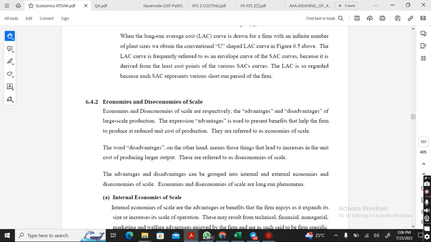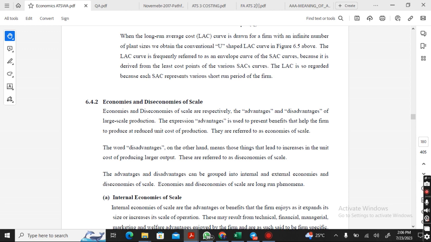So when we talk about the expansion of output coming with increased average unit cost, that's what we call diseconomies of scale. This happens when a company or business grows so large that the cost per unit increases. I mean, the cost per unit is what increases. So that is this economy.